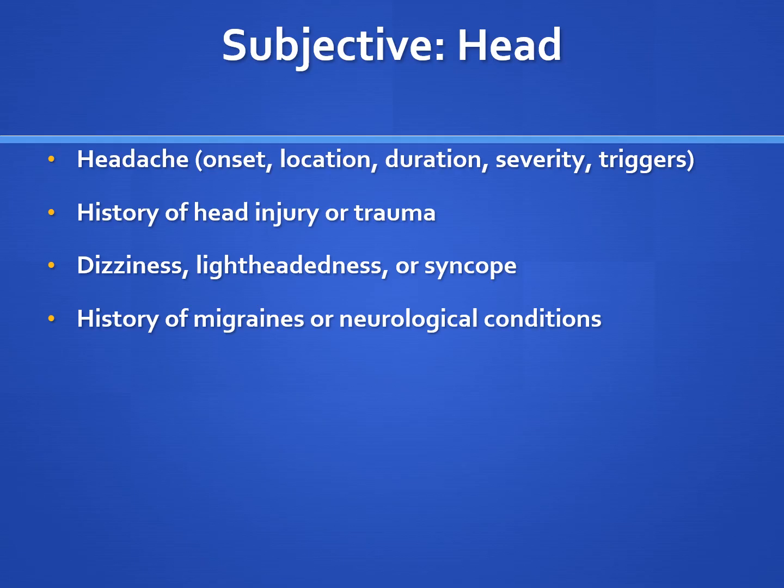History of migraines or neurologic conditions. We want to ask about diagnosed conditions like migraines, seizures, or any stroke history. We also want to ask about auras, triggers, frequency. This is going to help us identify patterns and any risk factors. And whenever we have head complaints, we want to always think of, is this expected or chronic, or is this new and concerning?